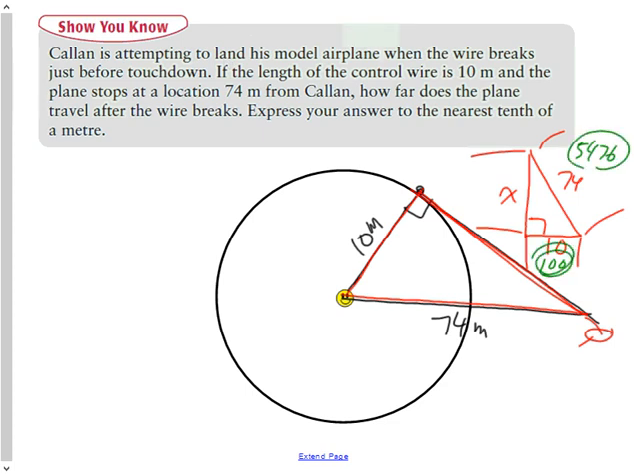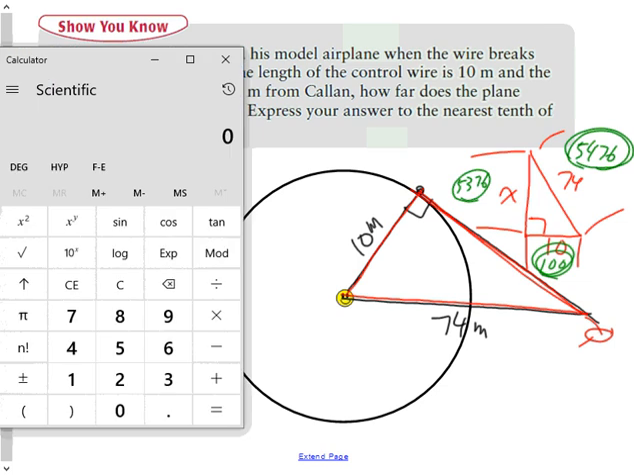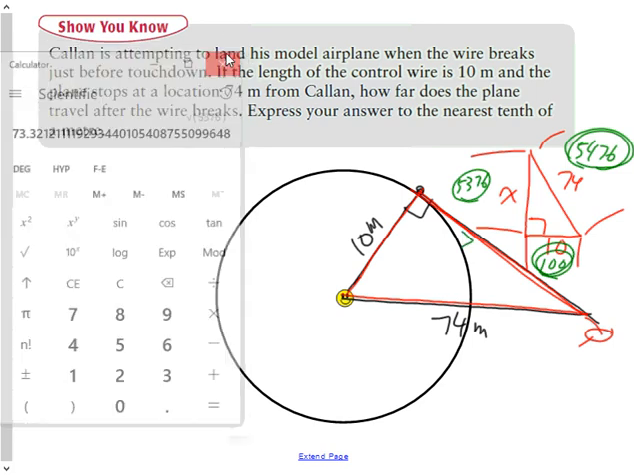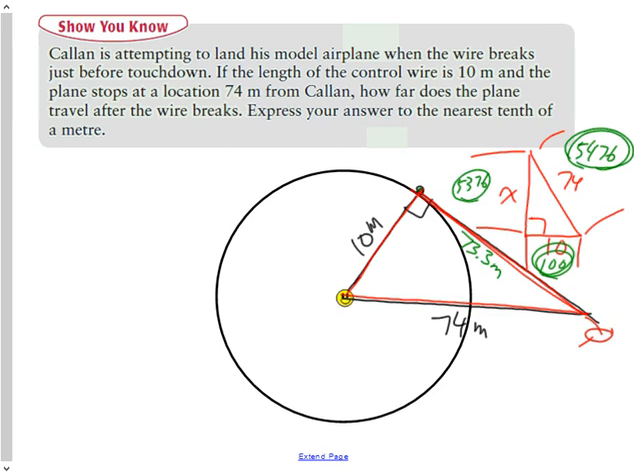So this plus this has to equal this. Therefore, I can do that in my head: 5,376. Take my calculator, 5,376, and use the square root button. 73.3. Therefore, once that plane broke off, it traveled 73.3 meters in a straight line. Between him and Callan is 74, between him and where the plane broke was 10, and from where the plane broke to where it landed, it was 73.3 meters.